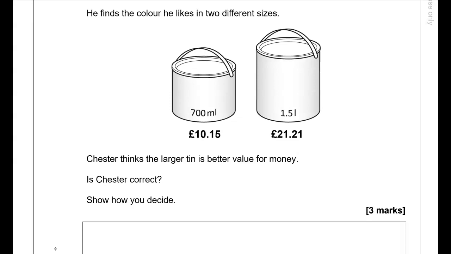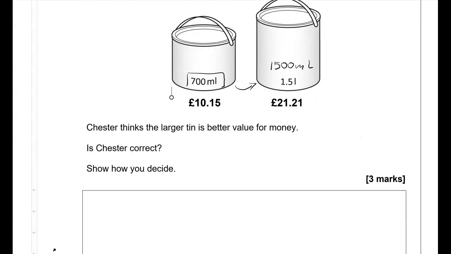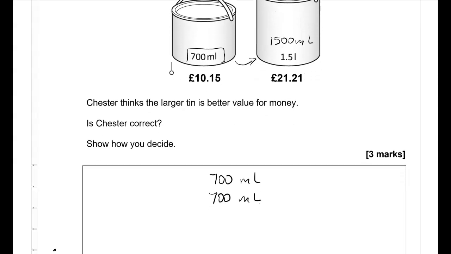So 1.5 liters, that is 1,500 milliliters. And what I'm going to do is work out how many of these I need to fit into 1,500 milliliters. So they would have one lot of it, which is 700 milliliters, and another, and that would make 1,400. And then I need 100 milliliters.